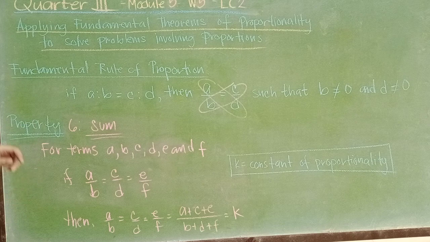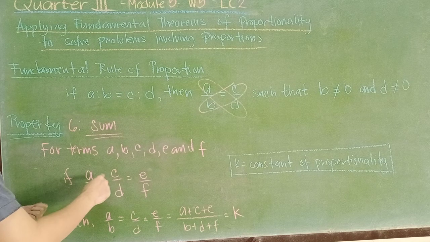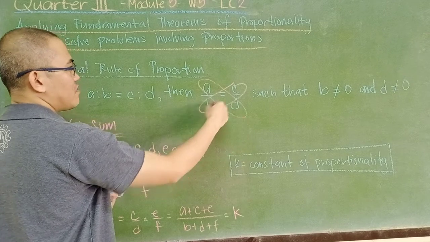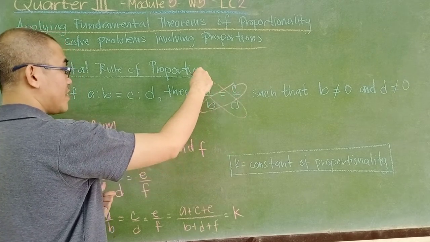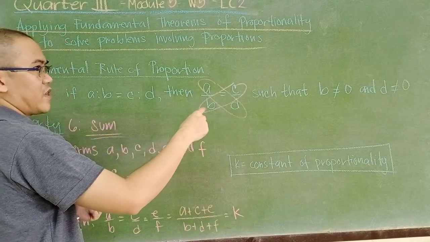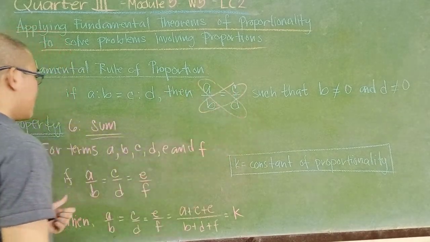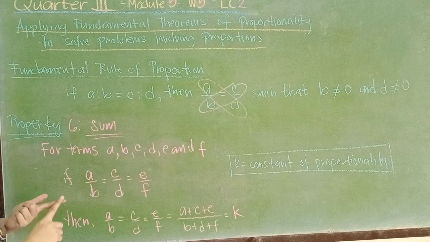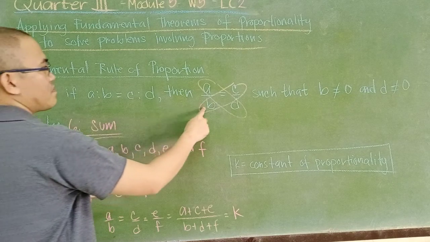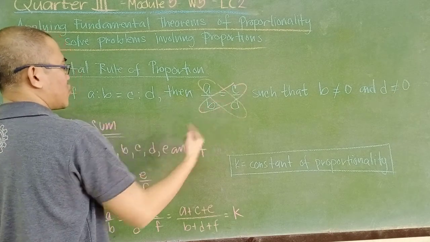So, just a recap, yung property number 1, which is cross multiplication, pag cross multiply natin yung means at saka yung extremes, we will have a equal product, equal yung product ng means at saka extremes. And then property number 2, which is yung alternation, yung B and C pwede mong pagpalitin ng position.